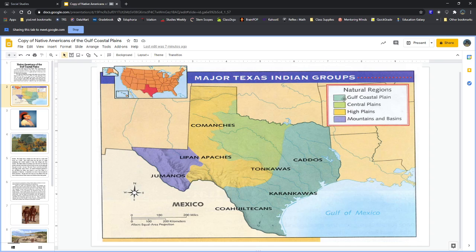So we can see here this green color is the Gulf Coastal Plains. They've mentioned two of these tribes here, the Caddos and the Karankawa, that would live in this region of Texas. So we can see the area Caddos would live in, and the Karankawas lived over here in this region.